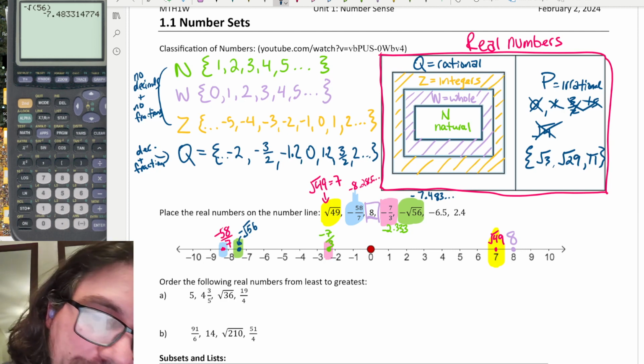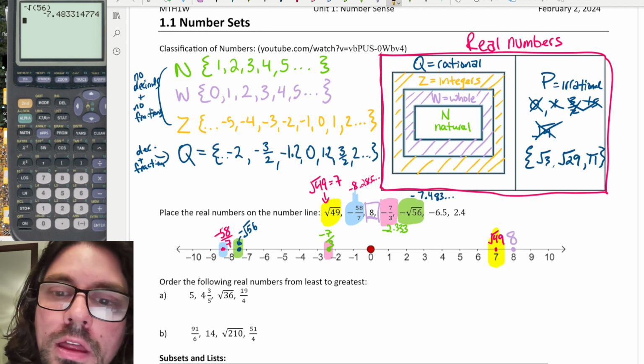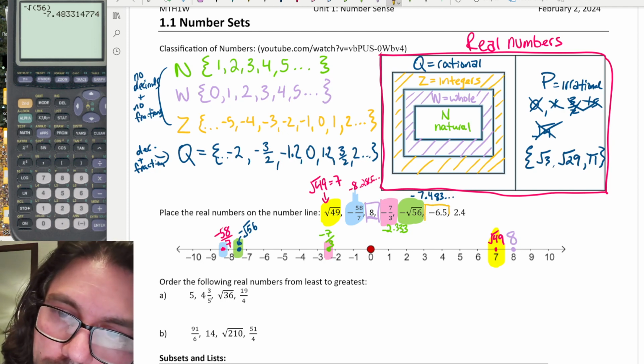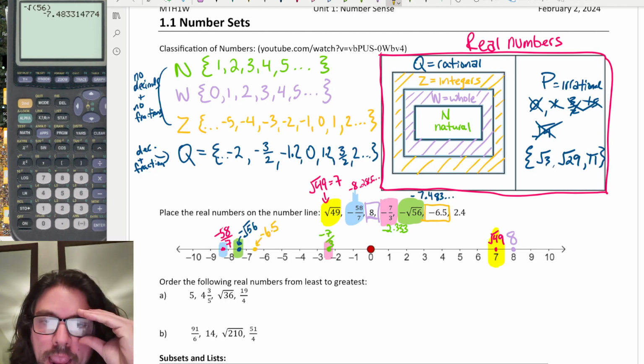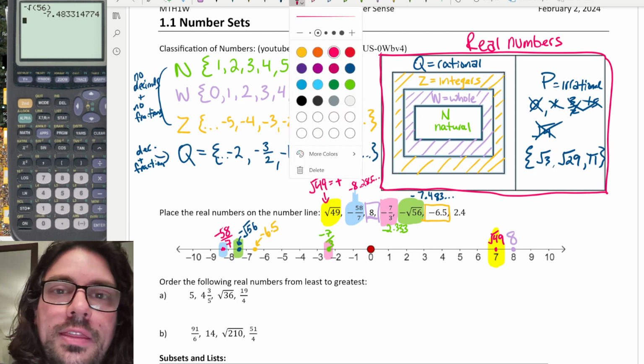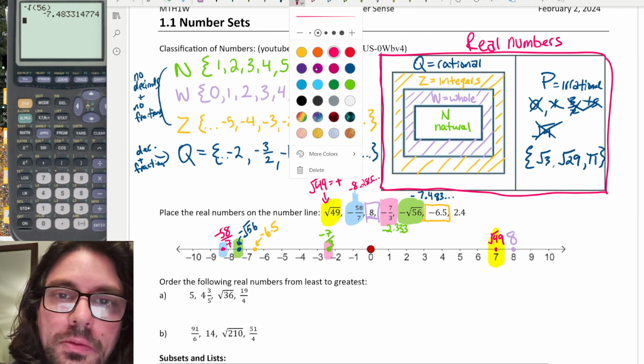All right, negative 6.5. I should be able to put that on without having to do any calculator work. That's just going to be right there. Negative 6.5. And same with 2.4. That's pretty self-explanatory. We should just be able to put it on.